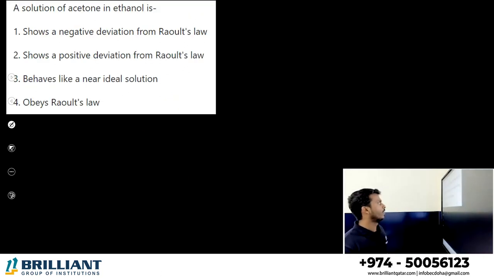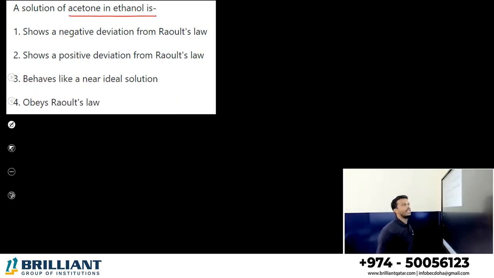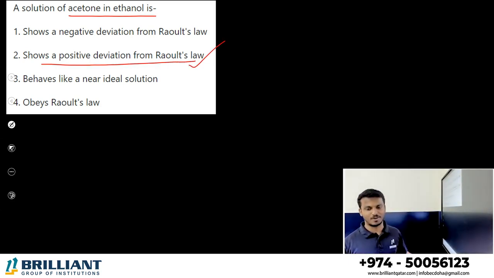Next question. A solution of acetone and ethanol. Acetone with ethanol, acetone with methanol, all of which we discussed in positive deviation. It shows a positive deviation from Raoult's law. See, the examples are important.